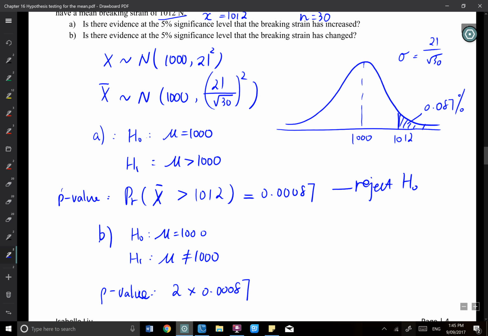0.087%. Then if it's a two-tailed test, I must have exactly this side as well, because I cannot only consider the greater case, I also need to consider the less case. So it's two lots of that. That's 0.0017. Should I reject the hypothesis H0 or not?